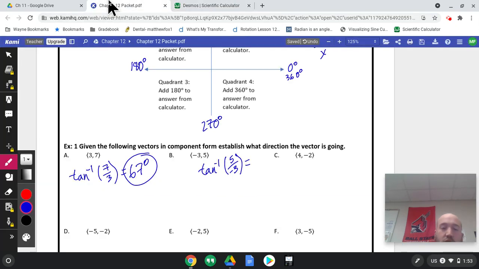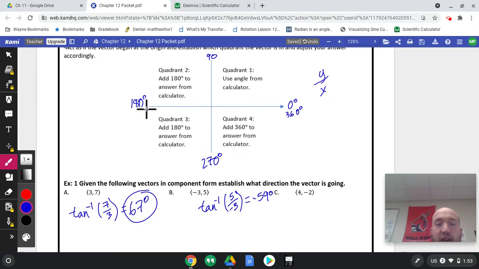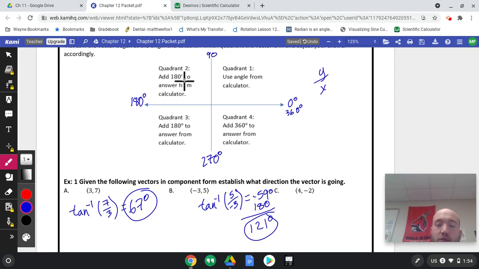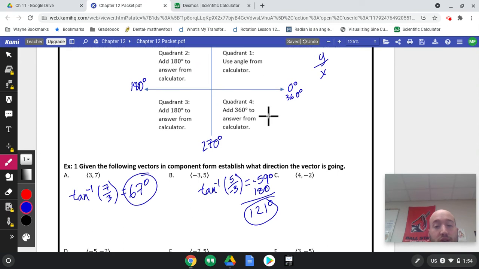So my answer is -59, but that's not what I'm going to put as the direction, because -59 is compared to this 180. If we add 180 on, it will leave us with 121 degrees, and that is actually our answer, somewhere over here in quadrant 2. If it's in quadrant 2, you know it's between 90 and 180. Quadrant 3, you'll know it's between 180 and 270. Quadrant 4, between 270 and 360. Quadrant 1, between 0 and 90. So that's a way you can double check yourself.